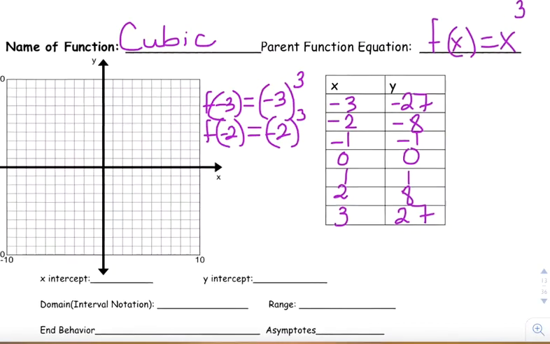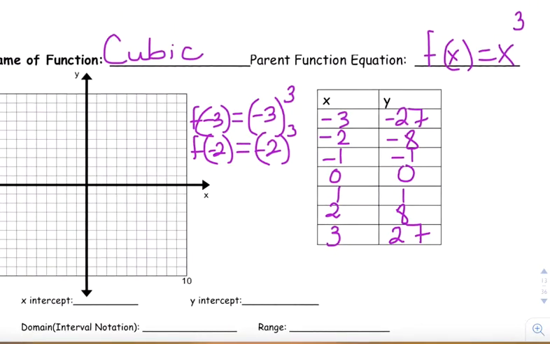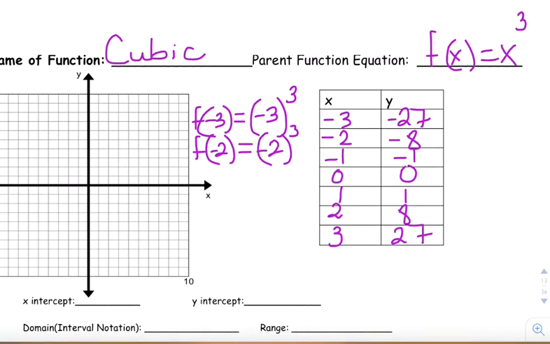Now this one, we're going to be limited on what we can fit, so we fit as much as we can. 0, 0, 1, 1, negative 1, negative 1.